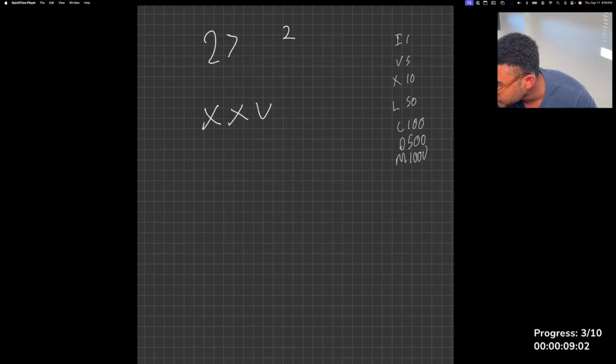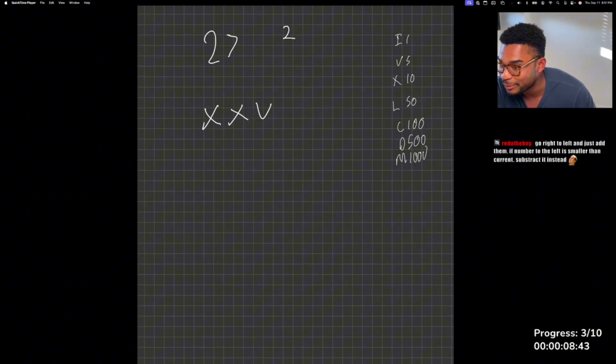And that leaves, go right to left, just add them. If number to the left is more than current, subtract it instead. Go right to left, just add them. Is this for this current one solution? I feel like your solution is maybe a bit too smart for me.